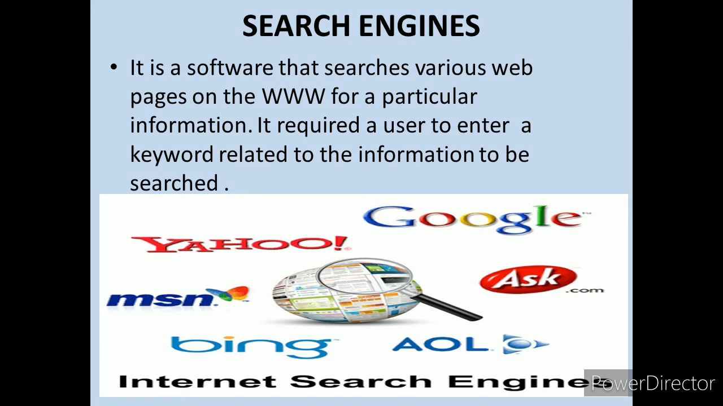The next topic is the search engine, and you already use this. A search engine is basically used for searching particular information from the internet or from www. It is basically a software, and you have already used this software, Google. Have you used it? Yes. It is software that searches various web pages on www for particular information. It requires users to enter a keyword related to the information to be searched.